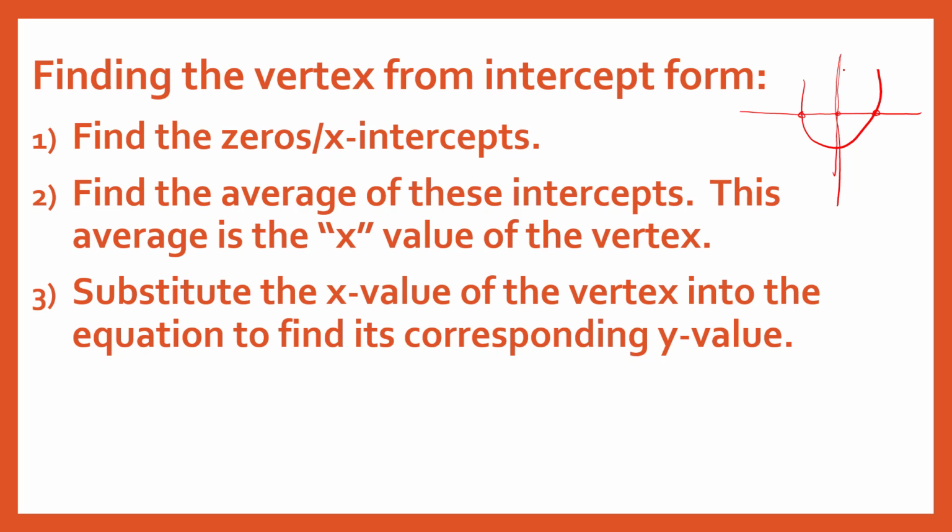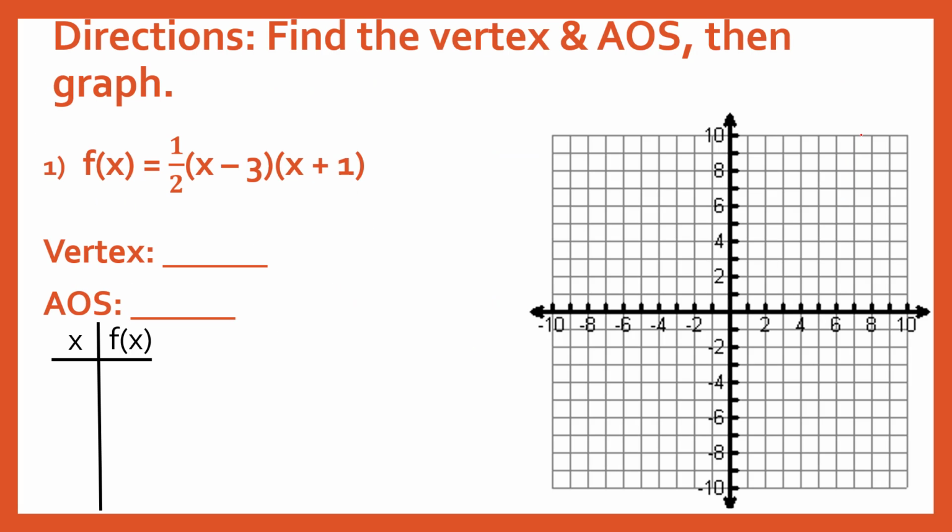Now, once we've found the x value, just like we did yesterday, we can plug into the equation to find the y value, and we end up with a vertex point. So let's give this a shot. F of x is equal to 1/2 times x minus 3, x plus 1. The first thing we want to do is figure out what these roots are. And I gave us fairly basic ones for the first problem. So our x here is x is equal to 3. Our x over here, x is equal to -1.